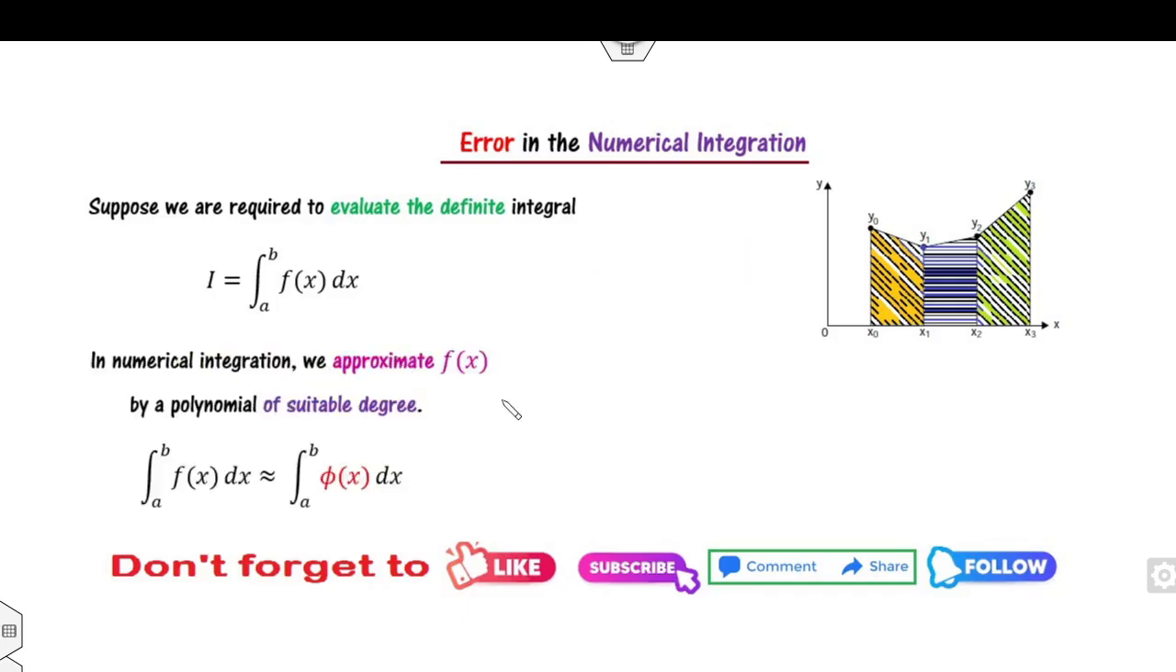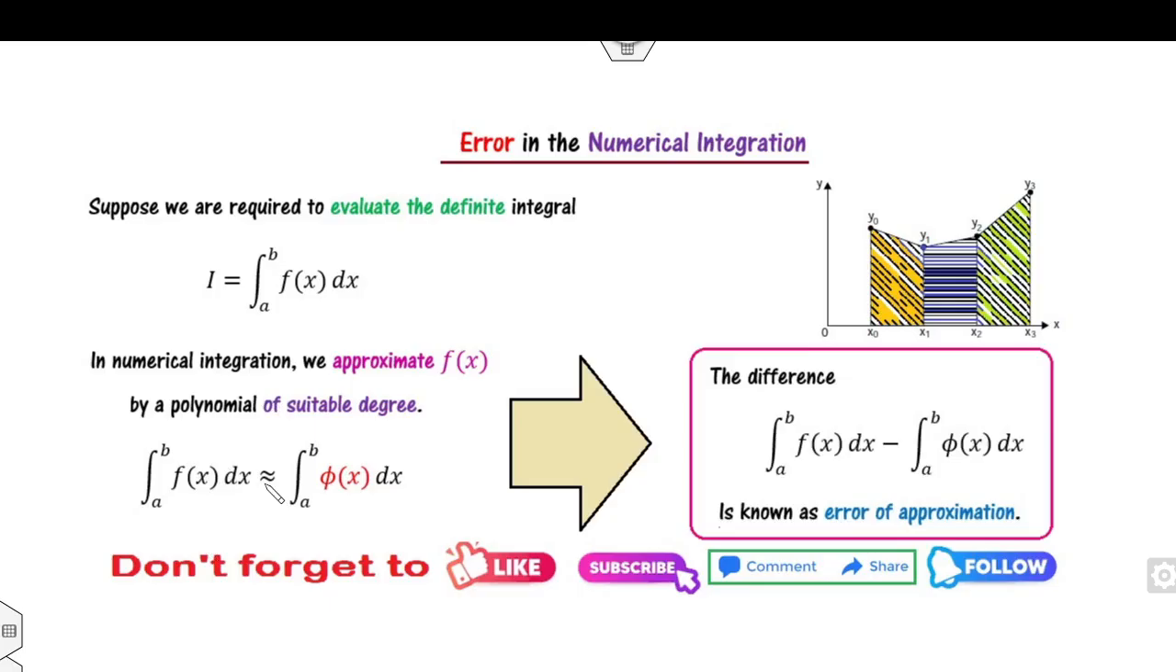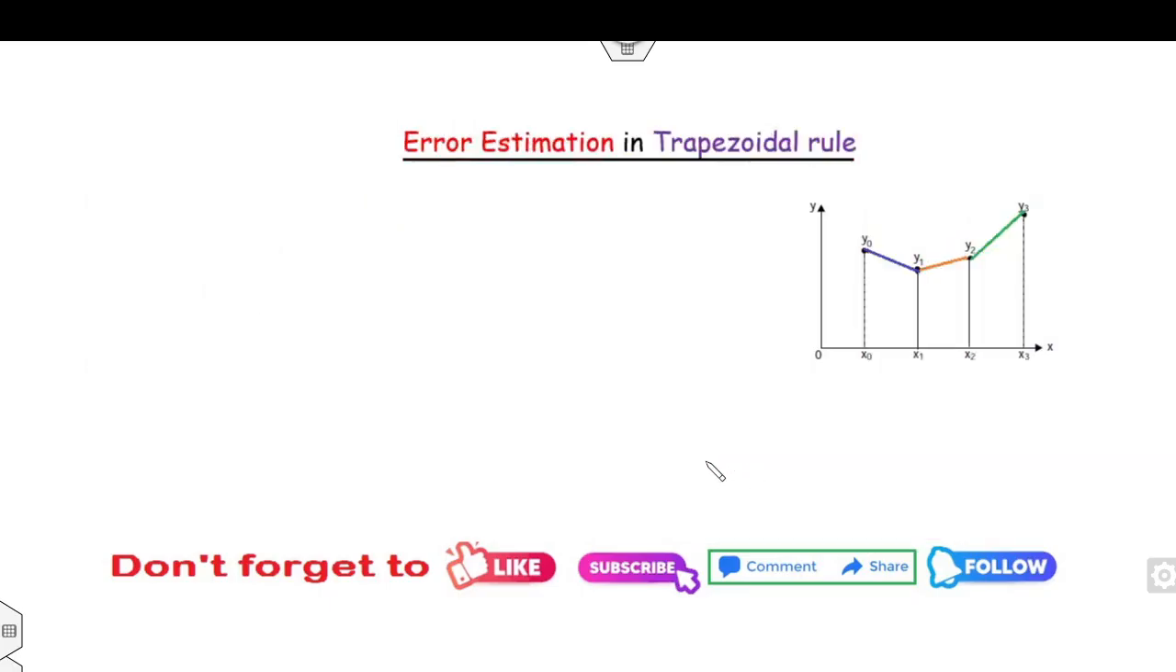So then we can define the approximate function phi, which gives the appropriate result as compared to this given interval, and the difference of them is known as the error of the approximation. So based on this concept, we will define the error analysis. Now, how can you derive this result?